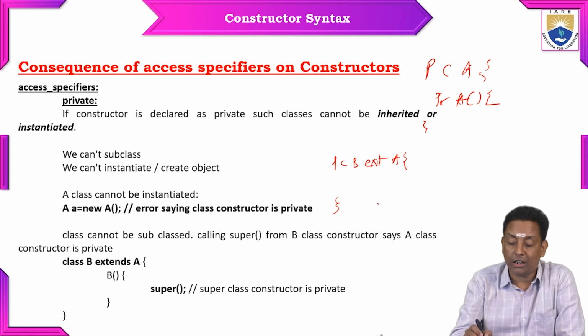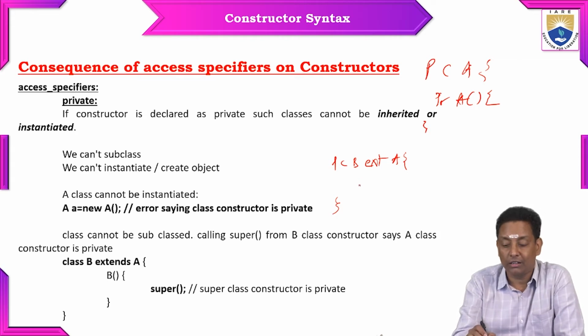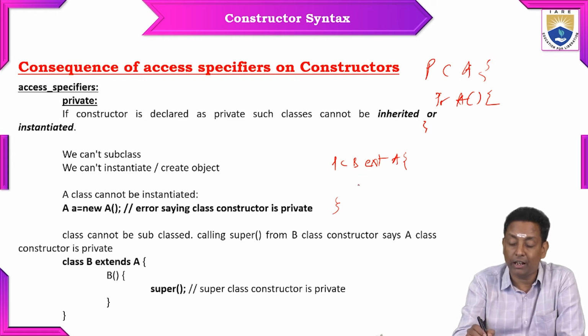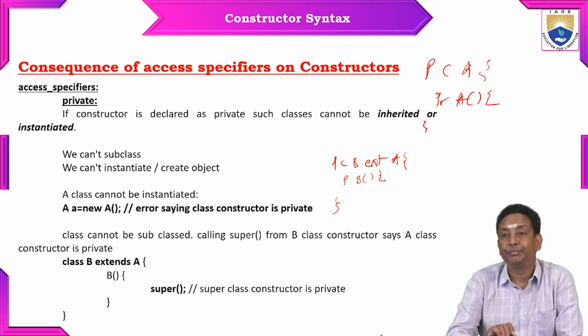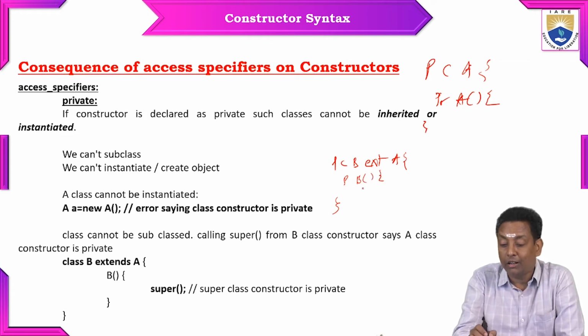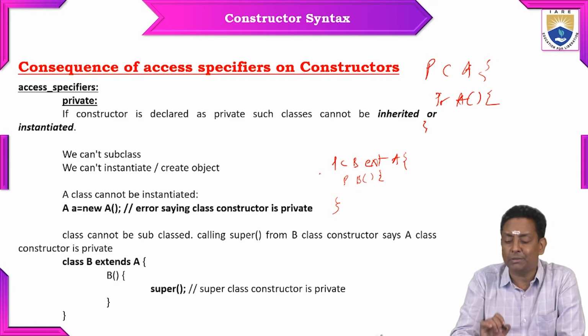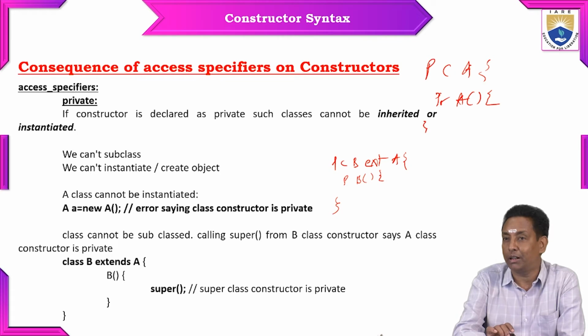If you compile B.java, the compiler will check that there is no constructor present in this class. What happens immediately? The compiler will generate one public no-parameter constructor in class B, because B class is public. The default constructor is generated with no parameters.